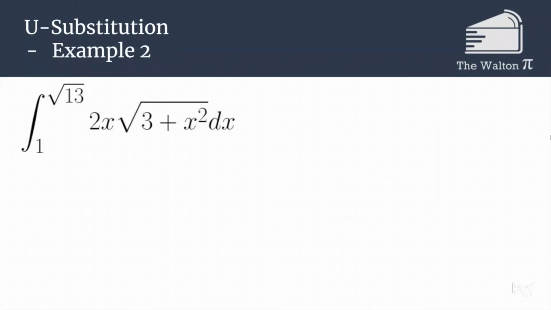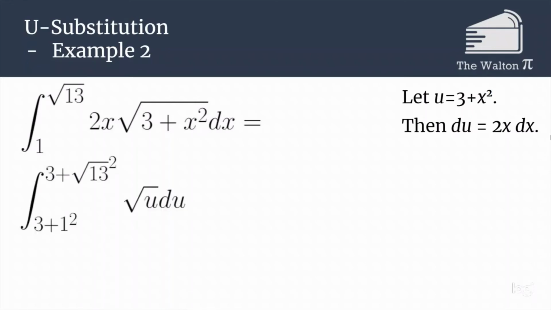So for example, if we were to look at the integral from 1 to the square root of 13 of 2x times the square root of 3 plus x squared dx. If we make our substitution where u equals 3 plus x squared, because that's the piece that's the most complicated, we have a function under a square root, then our du is 2x dx. So this turns into the integral of the square root of u du.